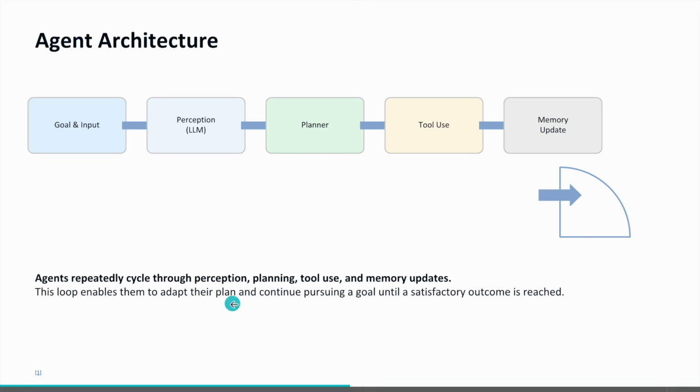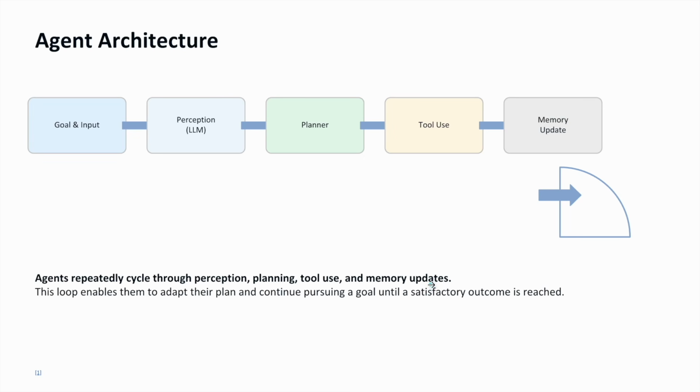So agents repeatedly cycle through perception, planning, tool use and memory updates. Obviously, unless it is finding you the best solution or whatever the intended goal is, it will cycle through this process again and again until a satisfactory outcome is reached. I hope that is making sense, guys. If you have any questions, put them down in the chat.